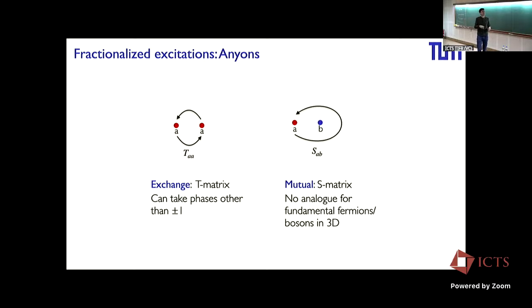For this, there's no analog for anything like fermions or bosons in 3 dimensions, right? And the exchange statistics for anyons could take phases other than plus minus 1 in principle, as we have seen before, or hinted at before in Julien's talk.